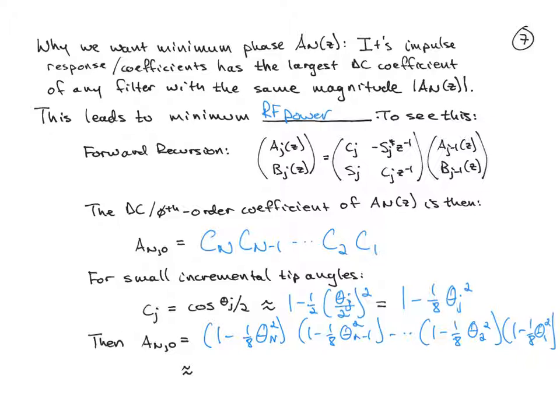Okay, and so this again is the DC coefficient of the A filter, and the minimum phase filter has the biggest of these coefficients. And so if we multiply all these together, we basically neglect all cross terms where the thetas multiply into each other. Then this DC coefficient is approximately equal to 1 minus 1/8 times the sum over n equals 0 to n minus 1 of theta sub n squared.